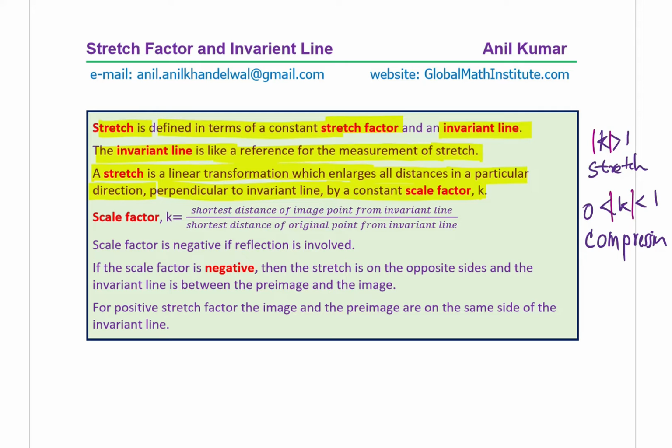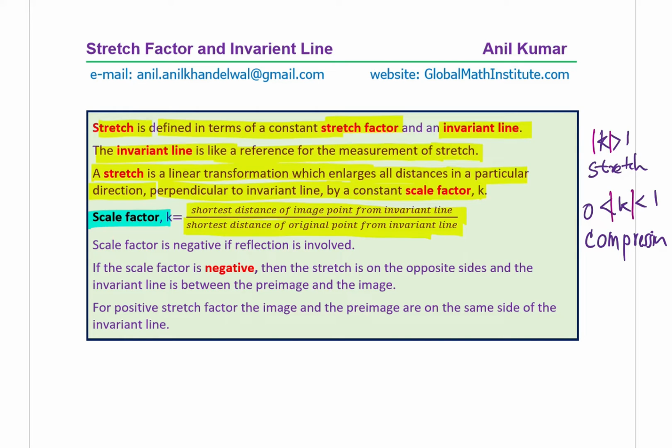Now, how do we find the scale factor? To find the scale factor, we just need to find the ratio of the shortest distance of the image point from the invariant line to the shortest distance of the original point from the invariant line. That gives you the scale factor. Indirectly, you can also measure the maximum change, the change ratio. For example, in the last case, we saw how much the length of one side increased as compared to the length of the other side. That will also help us get the scale factor.